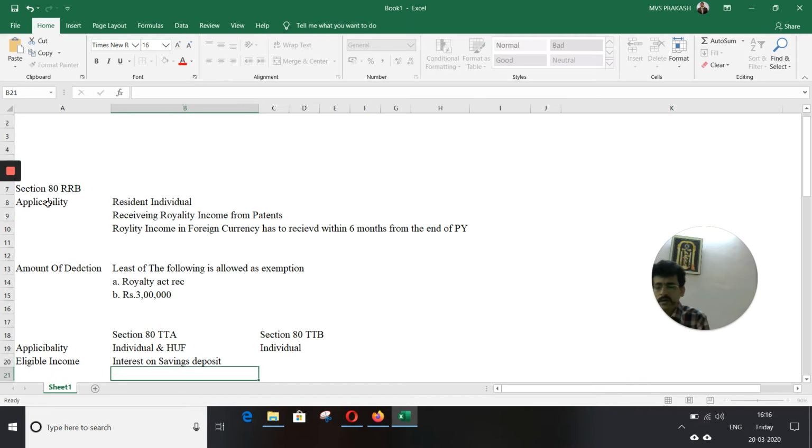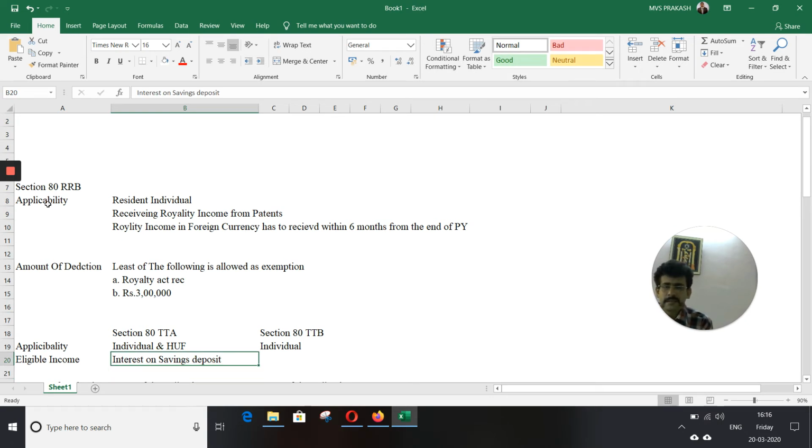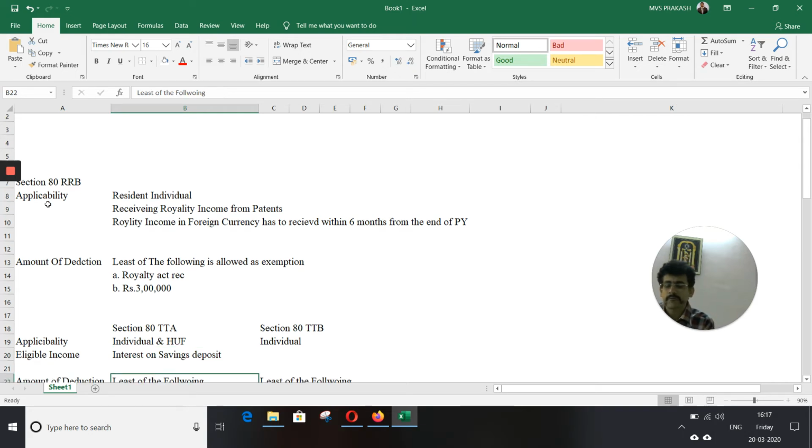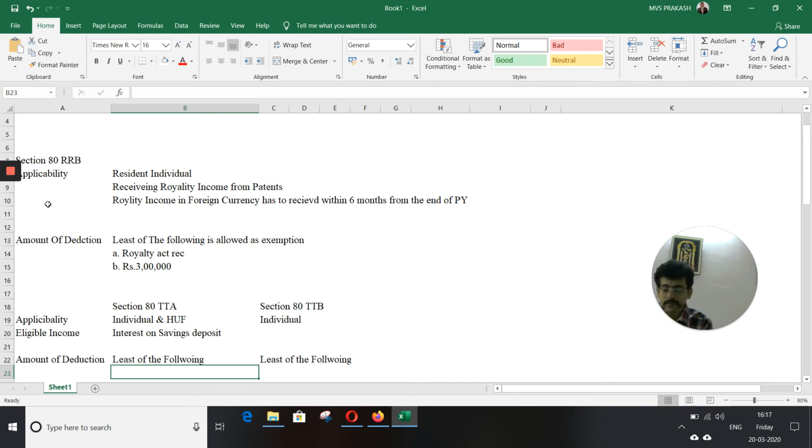Any individual or HUF having a savings bank account, on that, if he gets some sort of interest, then he is eligible for claiming 80TTA. Now, a savings deposit can be maintained in a bank as per the Banking Regulation Act, or in a cooperative bank, or even in a post office. So anywhere you maintain a savings bank account or savings deposit account, if you are getting some sort of interest on that, then ultimately the least of the following is allowed as deduction.